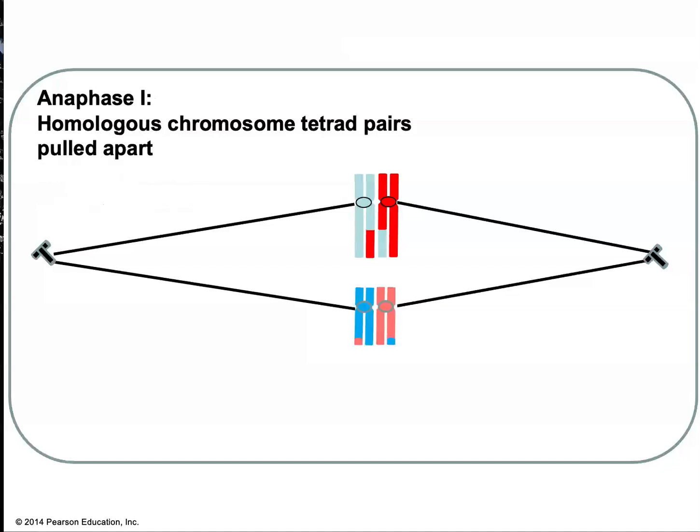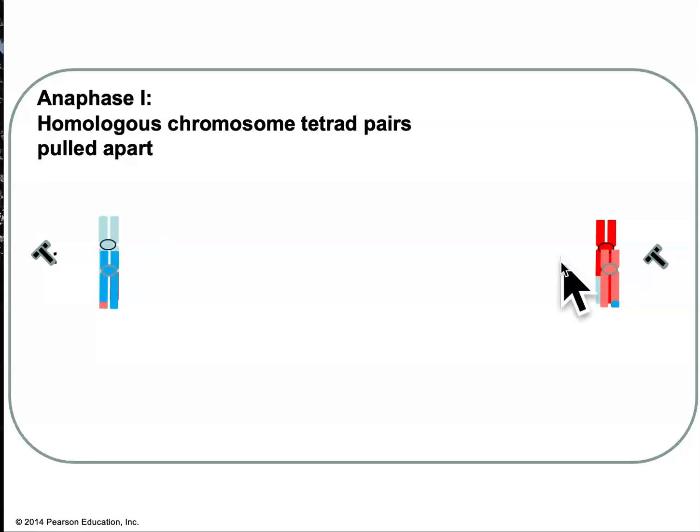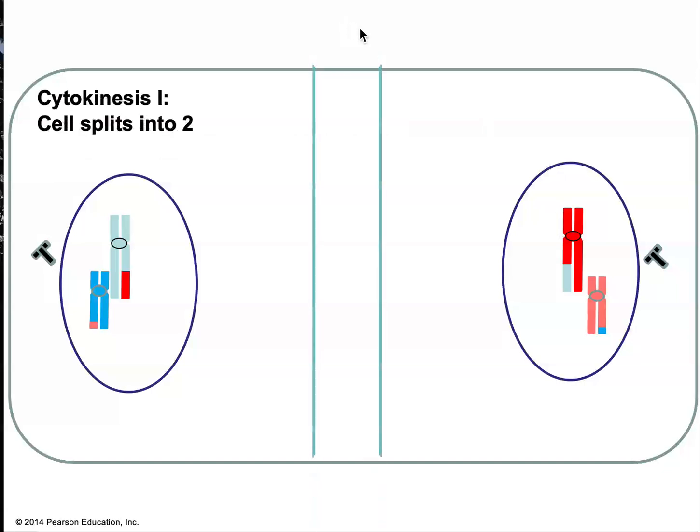And the next stage is anaphase, where the homologous chromosome tetrad pairs are pulled apart. Okay, so you end up with, again, kind of what you start out with here, and the fact that you have 2 of each chromosome separated apart. And then you go through a telophase where you create another membrane around each of those separated groups of chromosomes. And then there's a cytokinesis where you then split into 2 cells.